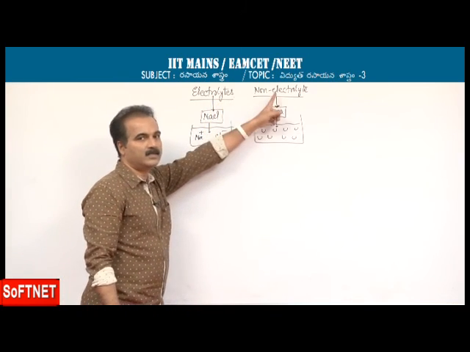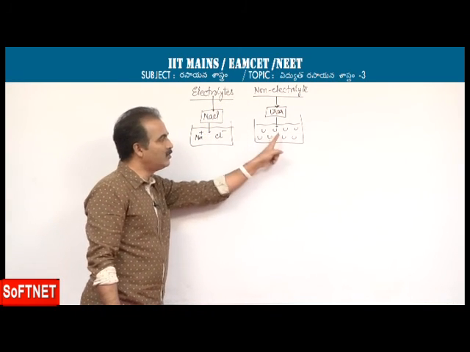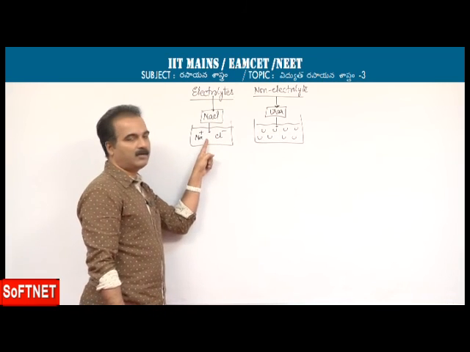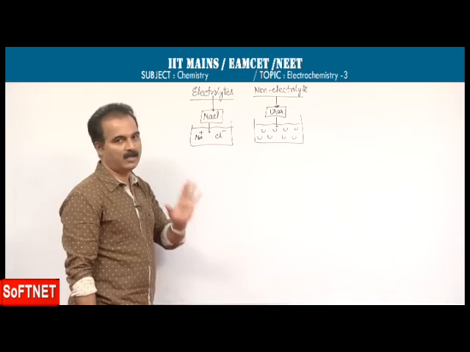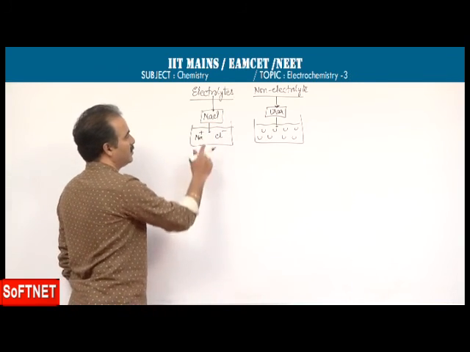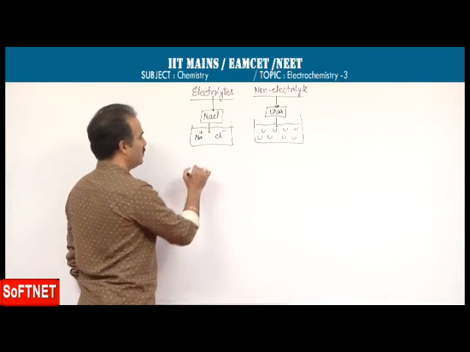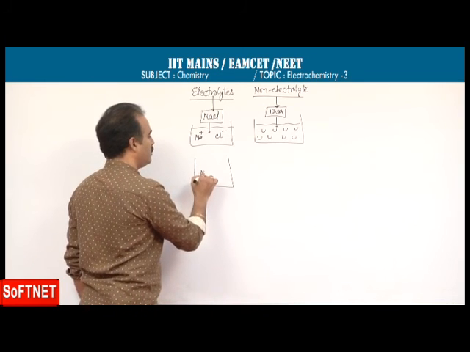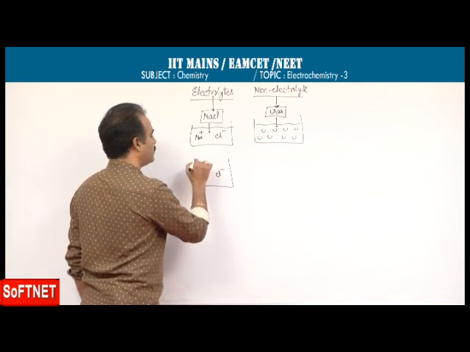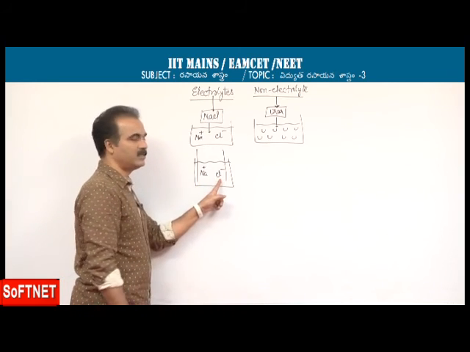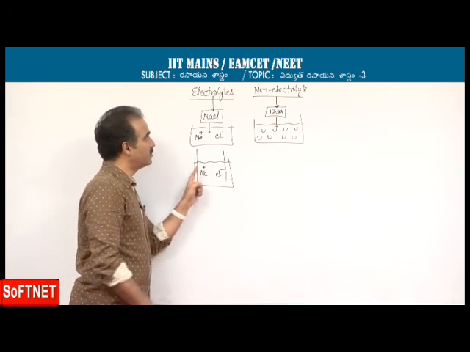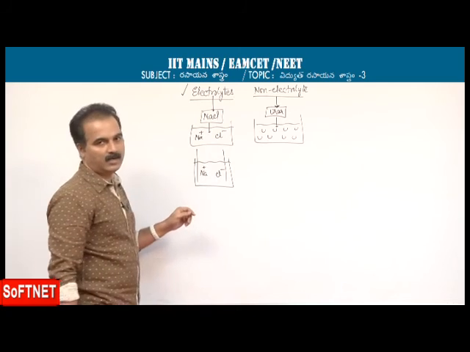Both electrolytes and non-electrolytes are soluble in water, but an electrolyte produces ions, and a non-electrolyte does not produce ions. That is the thing. So, what is an electrolyte? It produces ions, and these ions will conduct current when subjected to electrolysis. Na+ ions and Cl- ions conduct current. So that is what we call electrolytes.